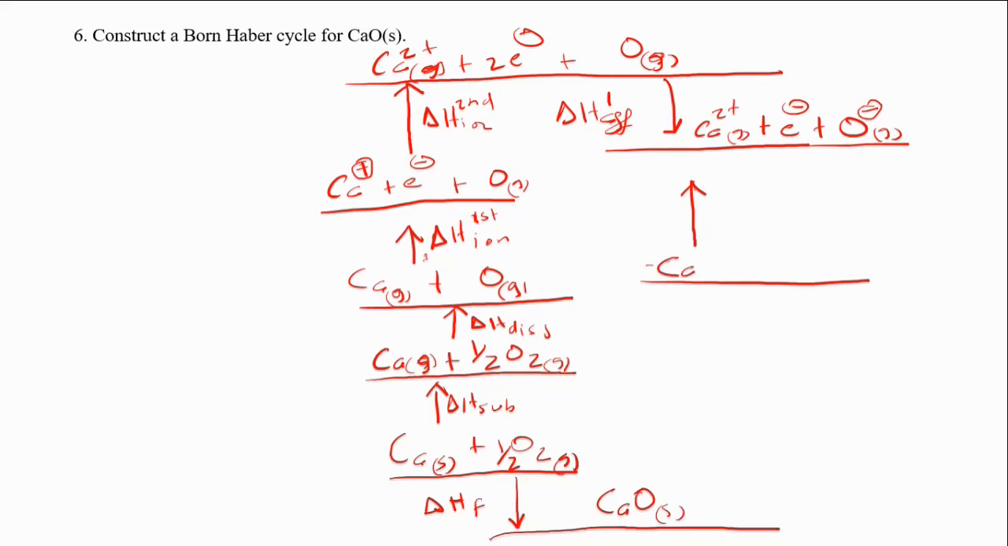Okay, so these are some key things that you have to pay attention to in constructing this Born-Haber cycle for the formation of calcium oxide. The lines are a little bit crooked here, but you get the picture. U is E, which is the same thing as delta H LATT. Alright, so here is your Born-Haber cycle for the formation of calcium oxide.